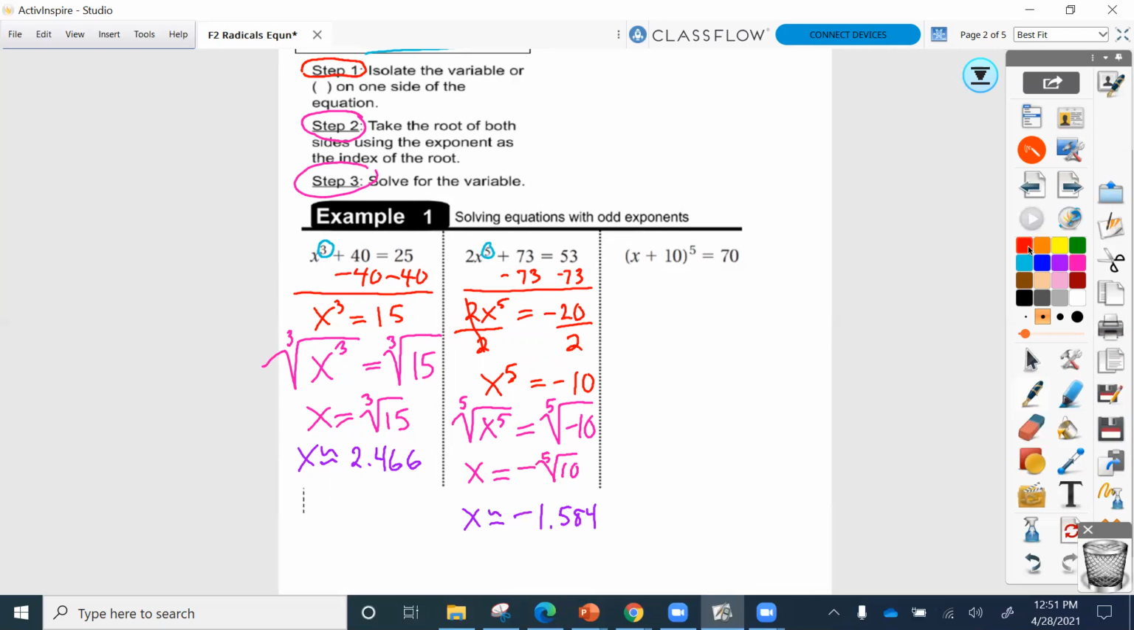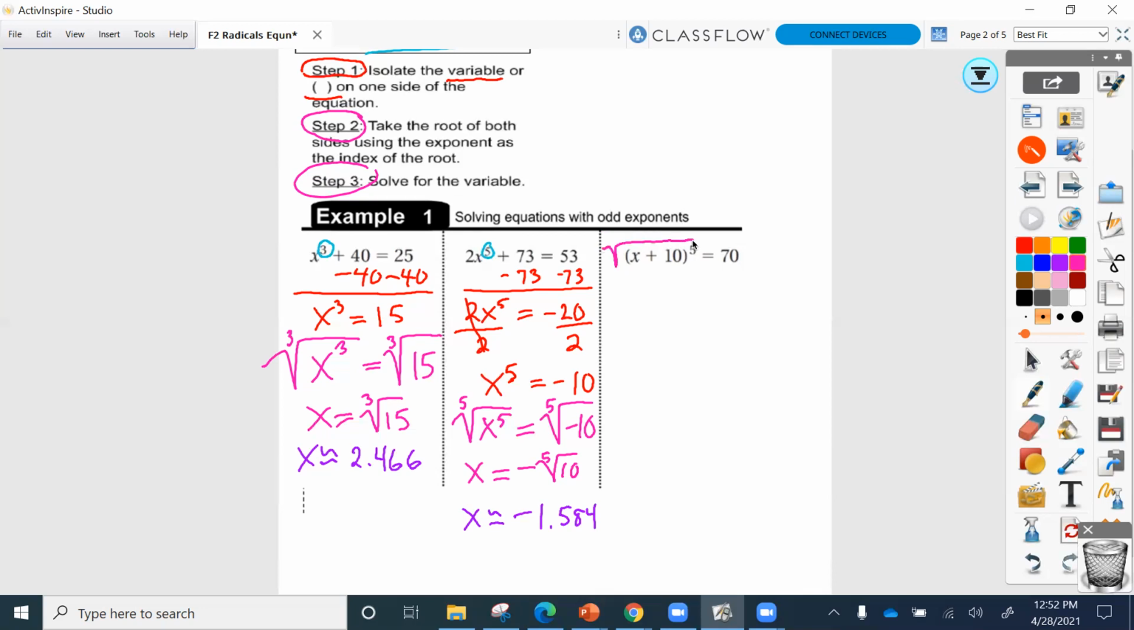All right, this time we have something in parentheses raised to the 5th power. So notice that in step 1, it says isolate the variable or parentheses. So there's nothing else there but the parentheses. So what we're going to do is jump right to step 2, where we're going to take the root of both sides using the exponent as the index, right? So we're going to take the 5th root of both sides.